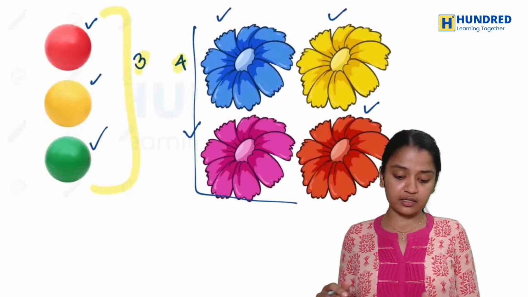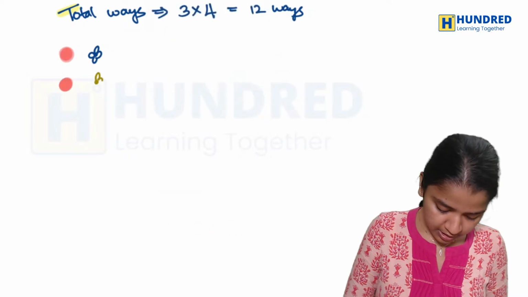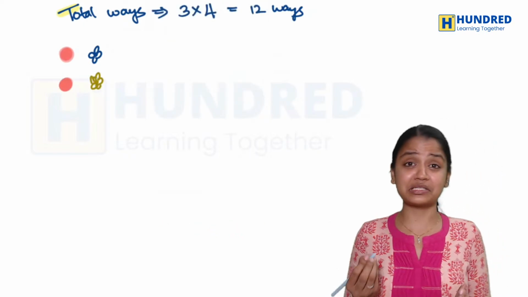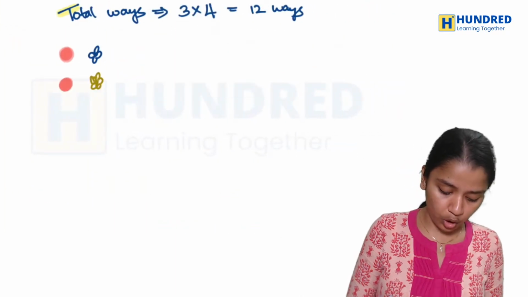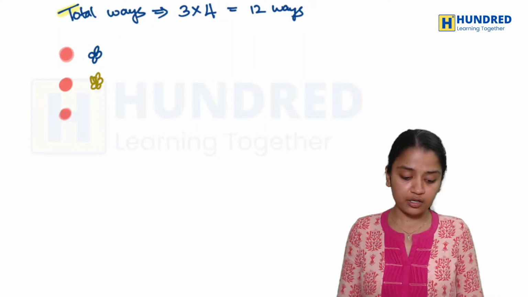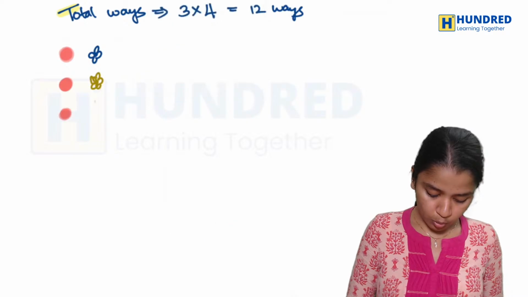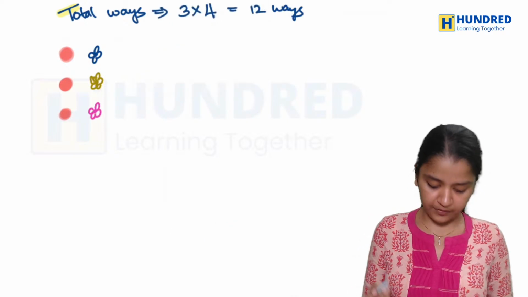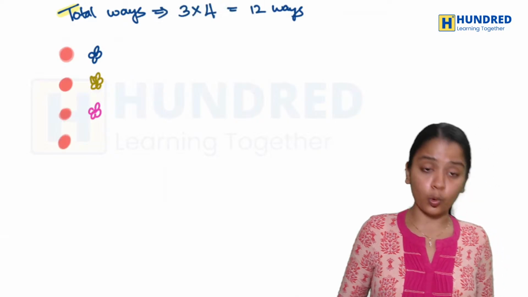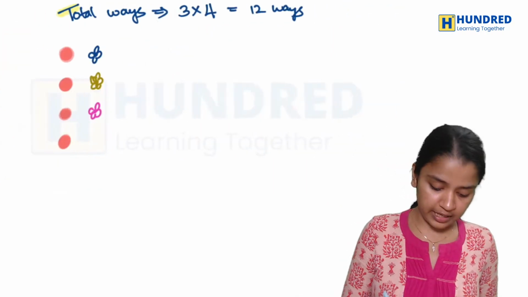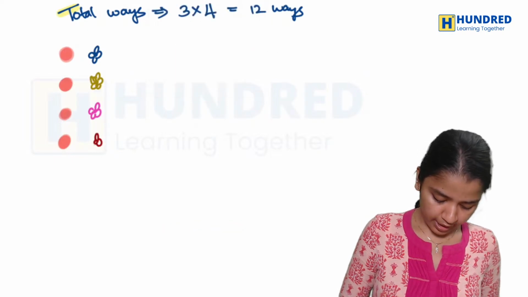Now, the same color red ball, you can take with which flower? You can take it with the yellow flower, right? So you're using the yellow flower. This is not yellow, but just assume this is yellow. Now, same way, you're choosing the red ball, and what else is there? Pink color flower is there. So you are having the pink flower. Same way, red ball, and what is the last flower? The last flower is the red flower.